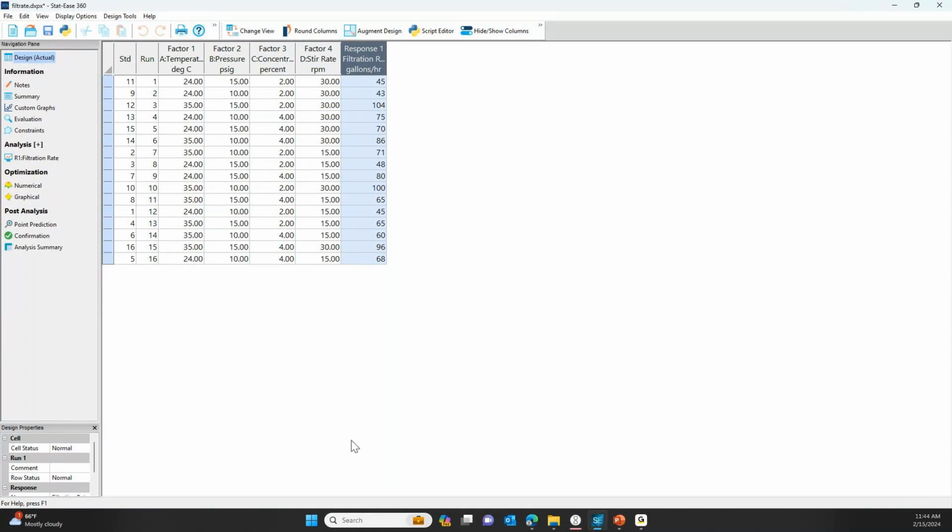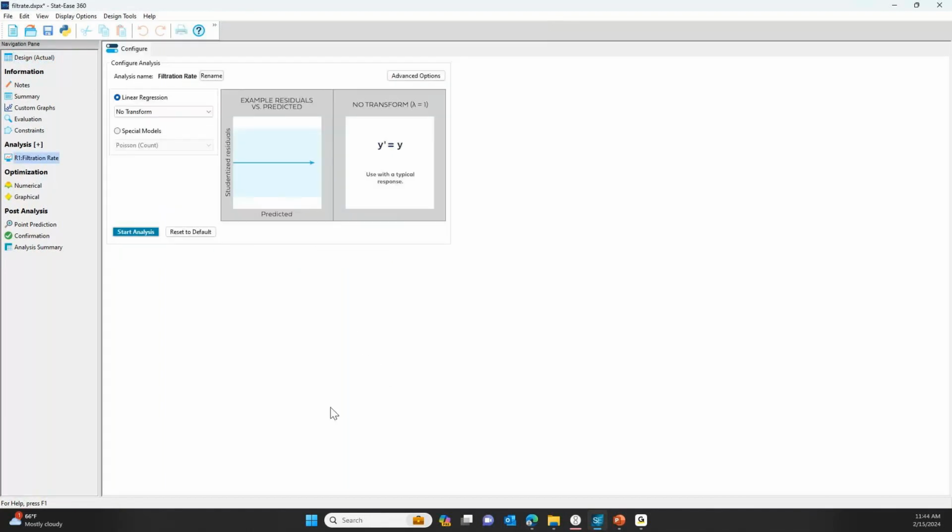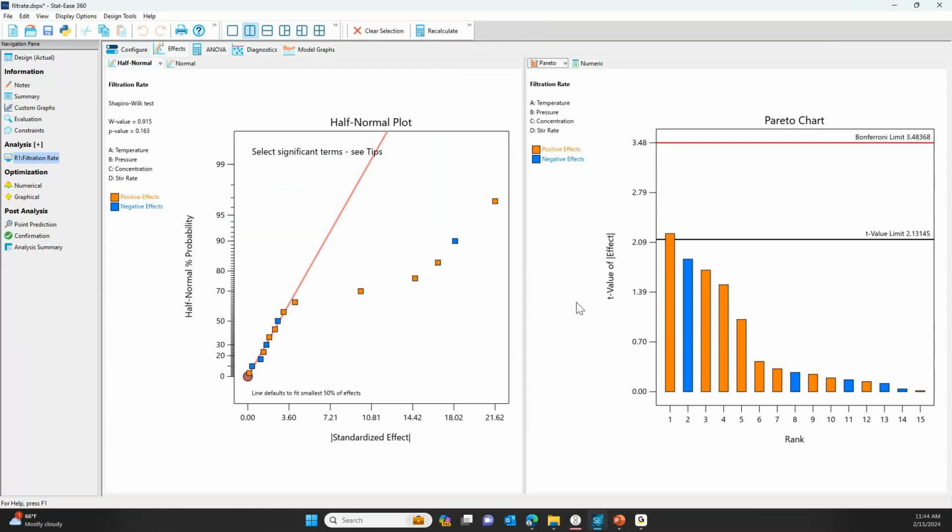Once we have our data, we analyze it. So we're going to come down here. The typical menu path is more or less top to bottom here. So under Analyze, we will click Filtration Rate, and we'll begin by clicking Start Analysis. Okay, so that brings up a couple of graphs. So what our task is at this point in the journey is we want to figure out which factors belong in the model. So the model now is going to be a predictive equation that we're going to use, well, to what? To make predictions for our yield.